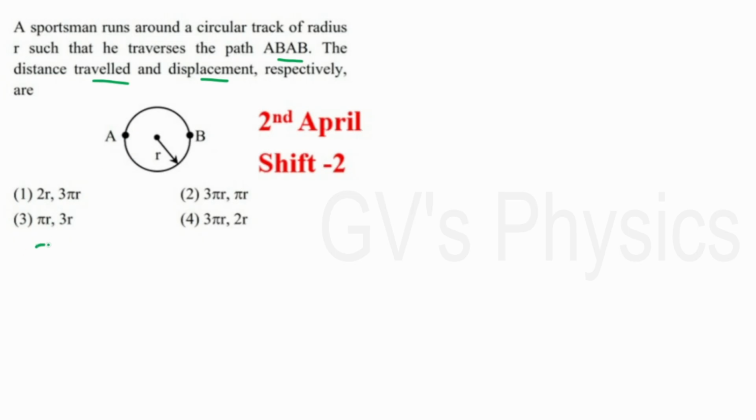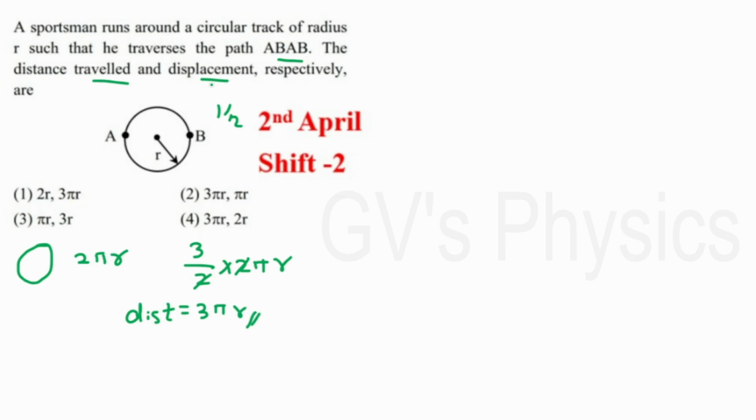For one complete track, the distance is the circumference of a circle, which is 2 pi r. So he covered the path from A to B, B to A, again A to B. So he completed 1.5 circles. 1.5 circles means 3 by 2 of 2 pi r. So 2 will get cancelled. The balance: distance is equal to 3 pi r. So we found the distance.